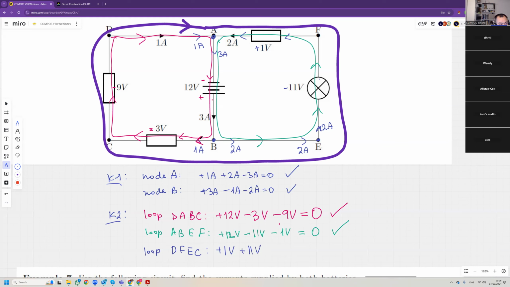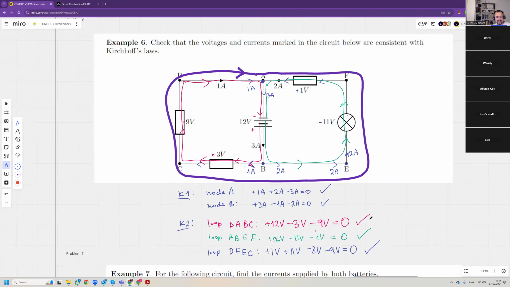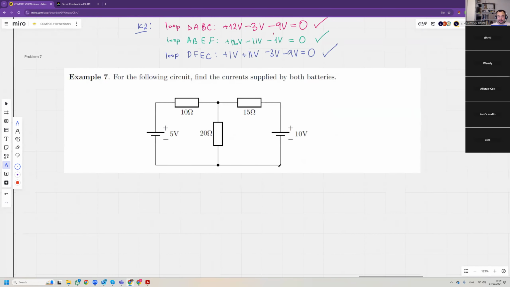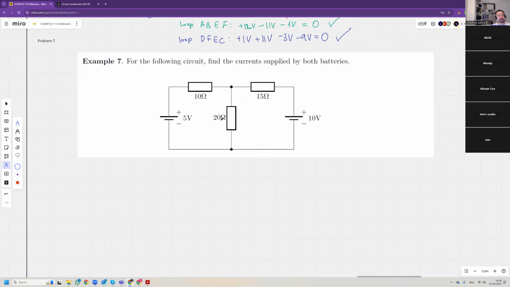Now moving on, the resistor. In the resistor, we're going with the flow of current. The current is that way. So we're losing 3 volts, and then we're losing 9. And once again, that brings us back to 0. This is how it works. And this is how you use it.